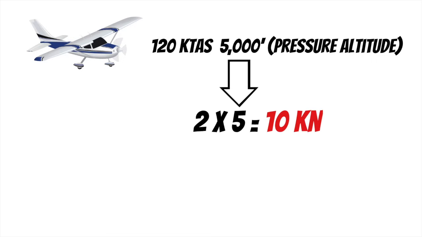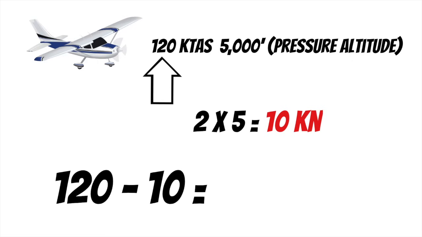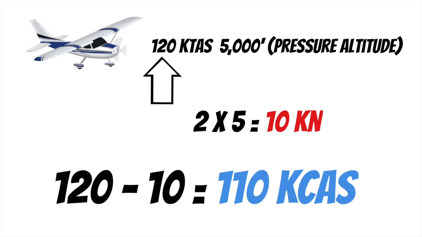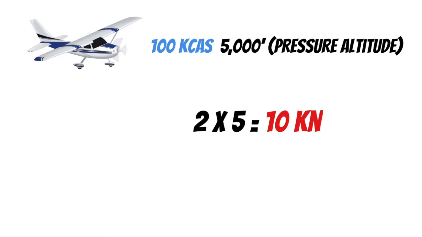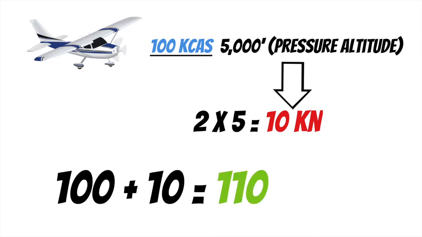For example, let's say I'm flying at 120 knots true at an altitude of 5,000 feet. Every 1,000 feet of altitude, I'll add 2 knots. So let's multiply 2 times 5 because we're flying at 5,000 feet, and that gives us 10 knots. Now, we said our true airspeed was 120 knots. So we simply subtract 10 from 120, and that gives us 110 knots calibrated airspeed. If we knew our calibrated airspeed, but not our true airspeed, we'd simply add this number instead. For example, if my calibrated airspeed was 100 knots, then I'd add 10 to that to see that I'm going about 110 knots true.